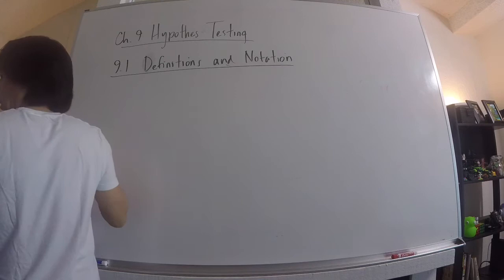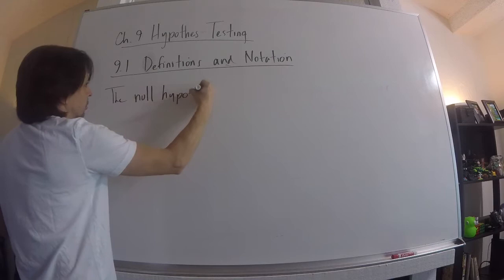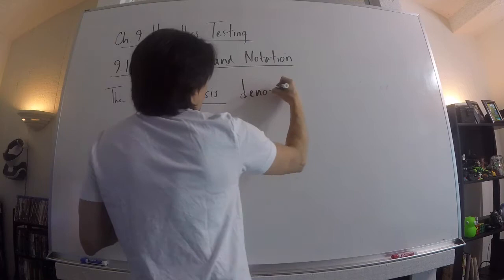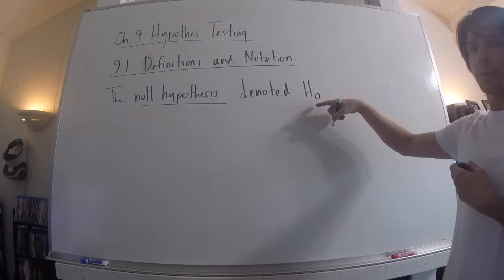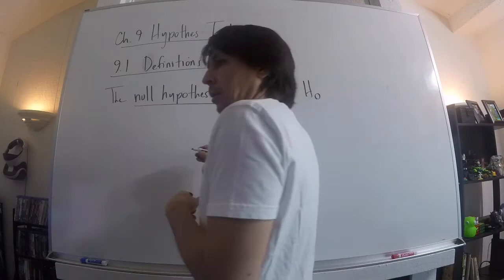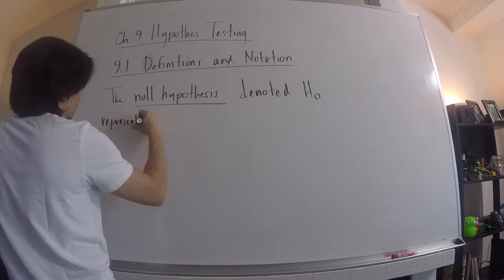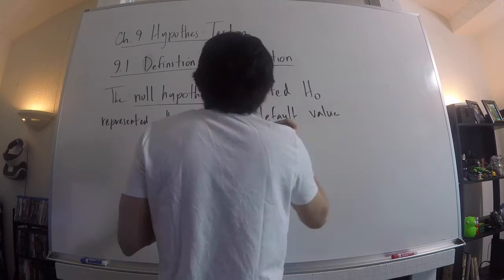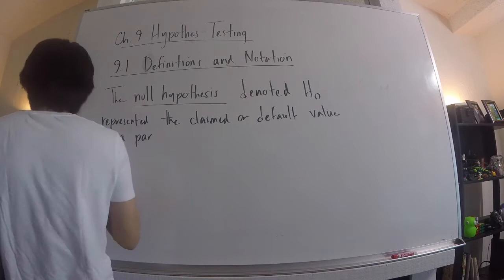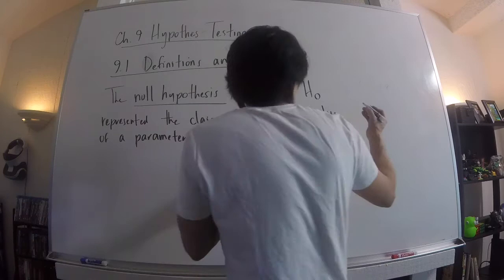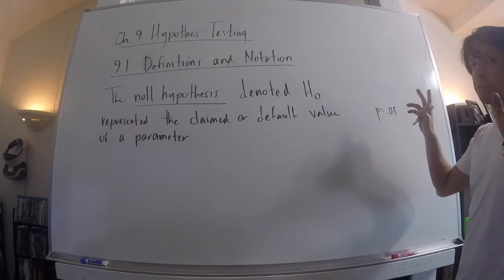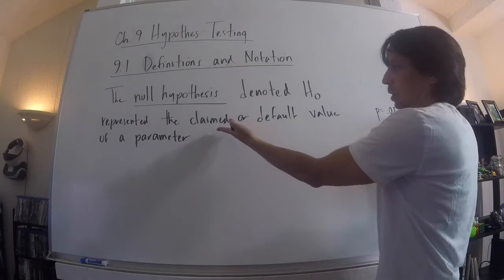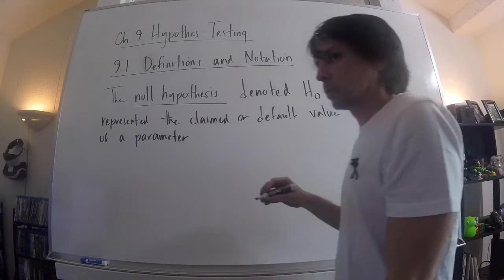The null hypothesis, denoted H with a little 0, sometimes called H naught or H 0, represents the claimed or default value of a parameter. And to illustrate how it relates to what we just did, that assumed value was p equals 0.08. When I said it's a standard deck, we assumed the claim, even though I didn't literally say I'm claiming this is a standard deck, the claim was that the probability of getting an ace was 0.08.